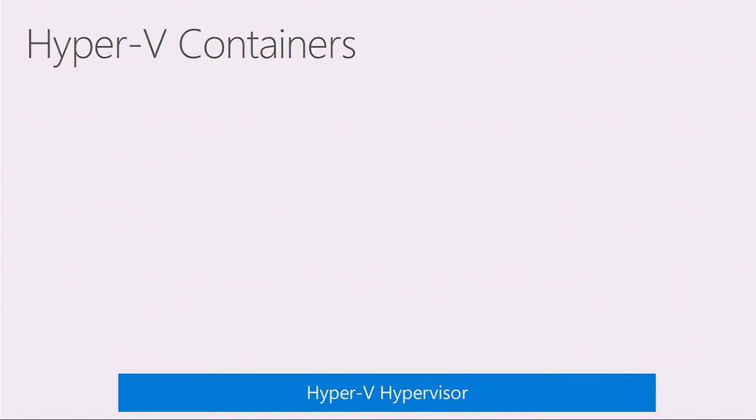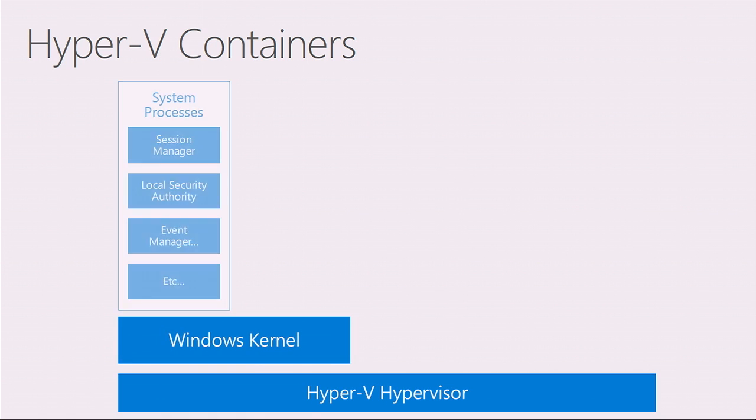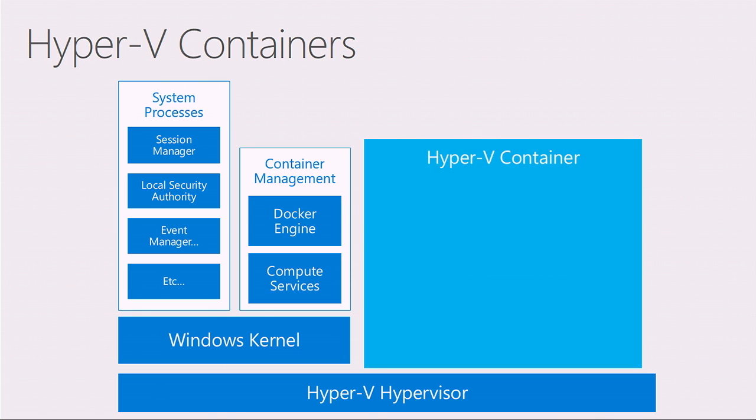So we invented another type of container. And so this starts with our Hyper-V hypervisor. And then of course we get the Windows kernel on top of that. And just like Windows Server containers, we've got our system processes. So this is the container host that I'm kind of describing here. And we've got our container management, right? So this is the container host built on the hypervisor, kernel, container management, system processes, more or less the same model. But then we actually bring in a Hyper-V container.